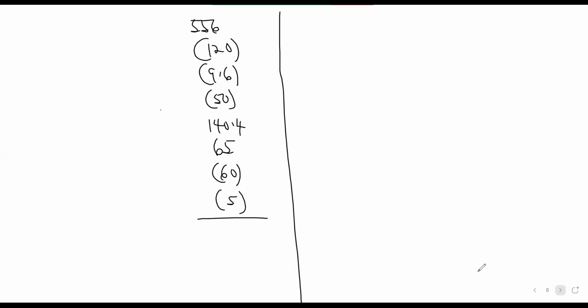What will be the actual profit for the parents? 556 minus 120 minus 9.6 minus 50 plus 140.4 plus 65 minus 65. Okay, I'm having 516.8. Is that correct? Yes. Okay, so this is the parent profit.